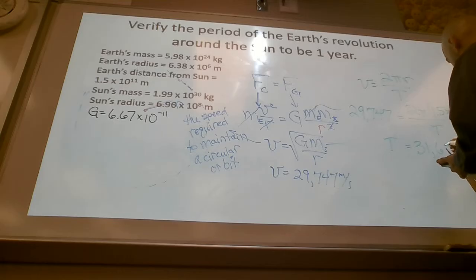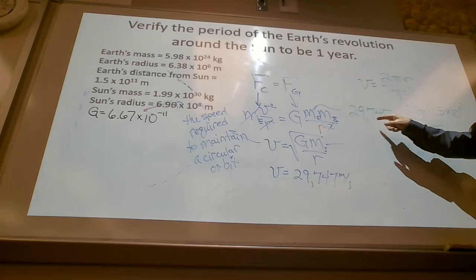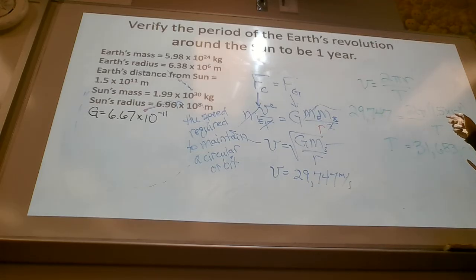I get 31,683,000. We'll just call that good. Rounding that. Recognize you're solving for the denominator. You need to get this out of here and bring that over here. What's the unit on this? Seconds.